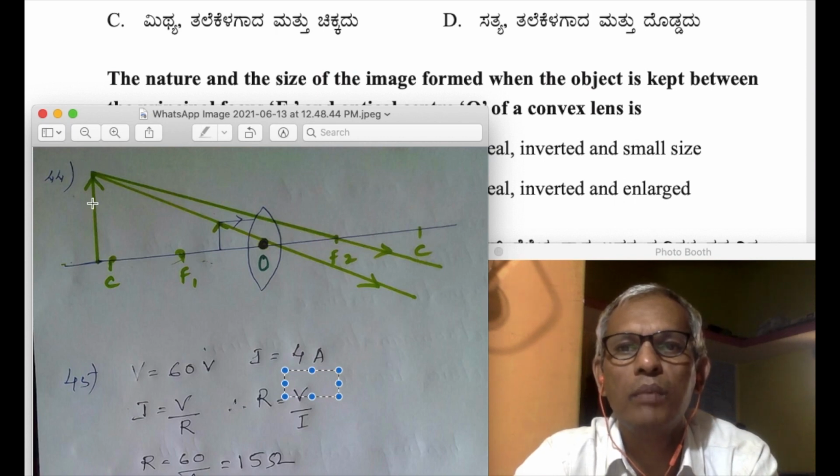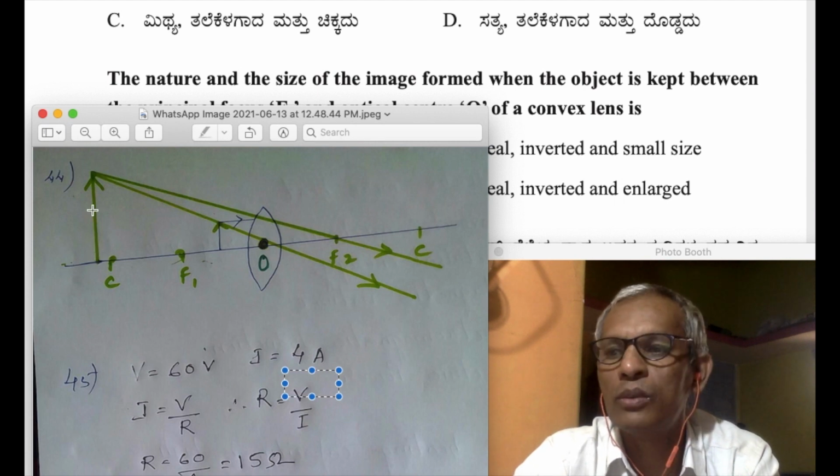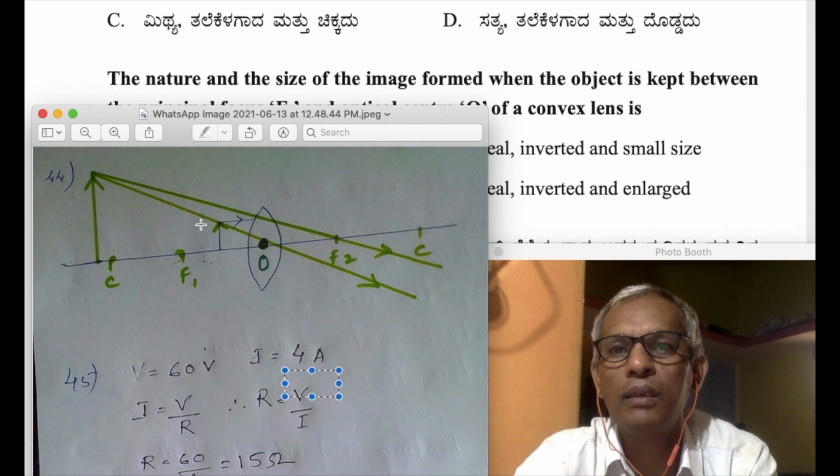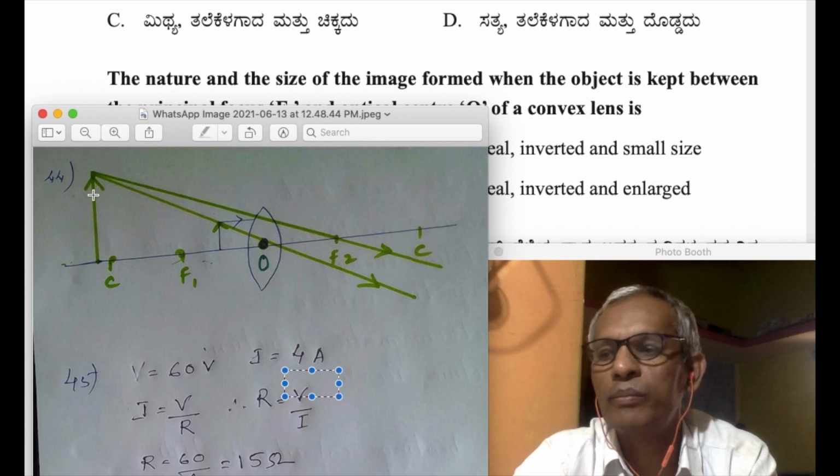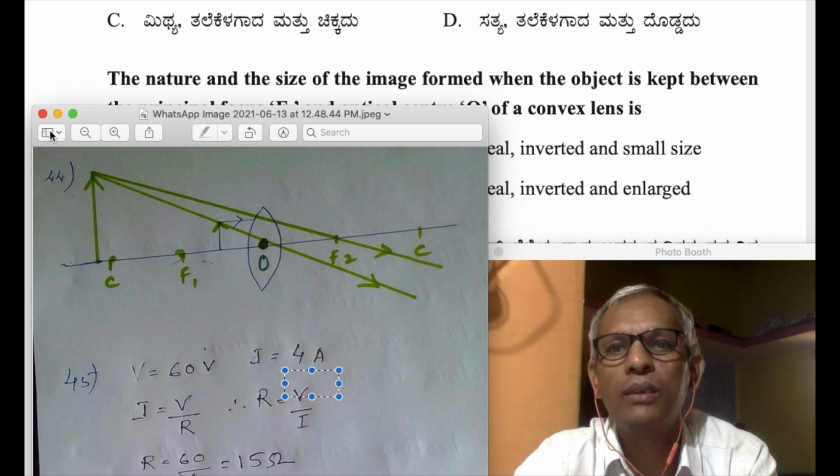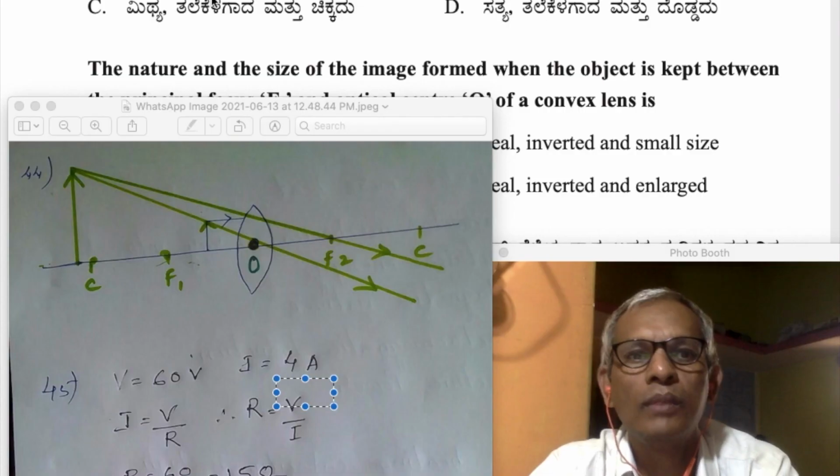So here the image we are seeing, when an object is kept between principal focus and optic center, it is formed enlarged. The image is virtual, it is erect, same as the object. It is enlarged, it is erect, and it is virtual. So the answer will be A, virtual, erect and enlarged.